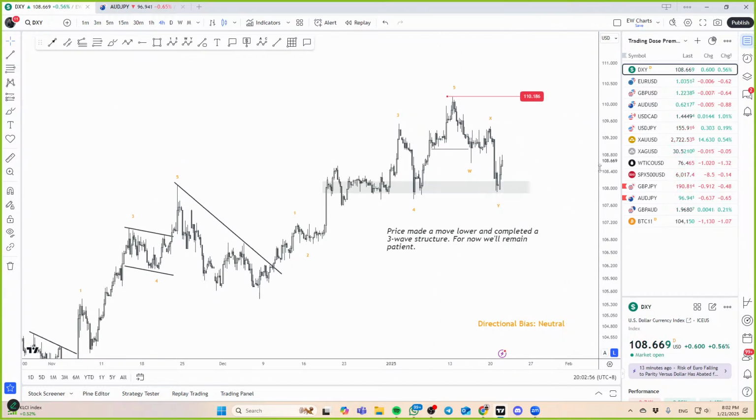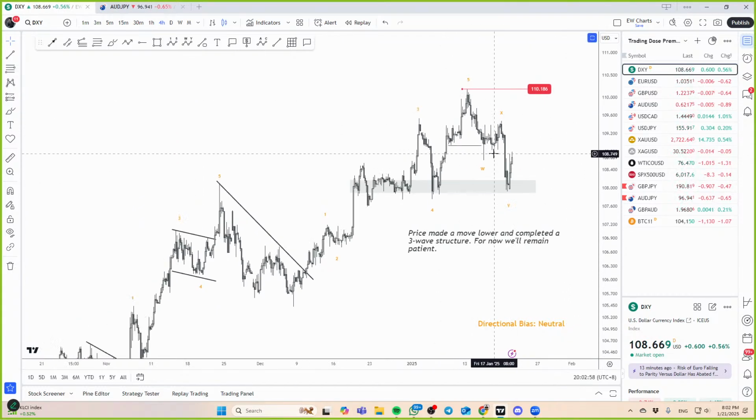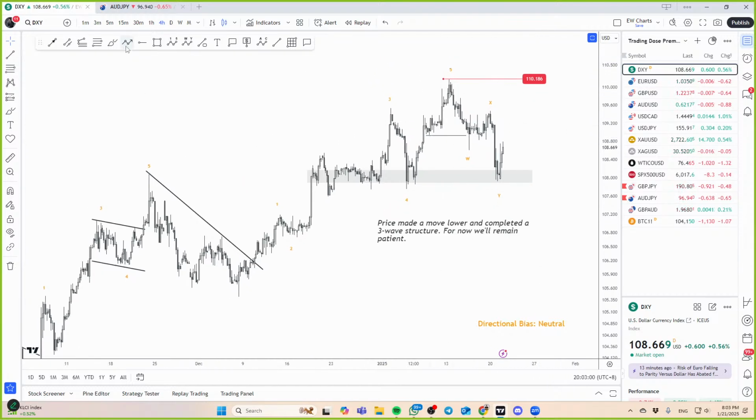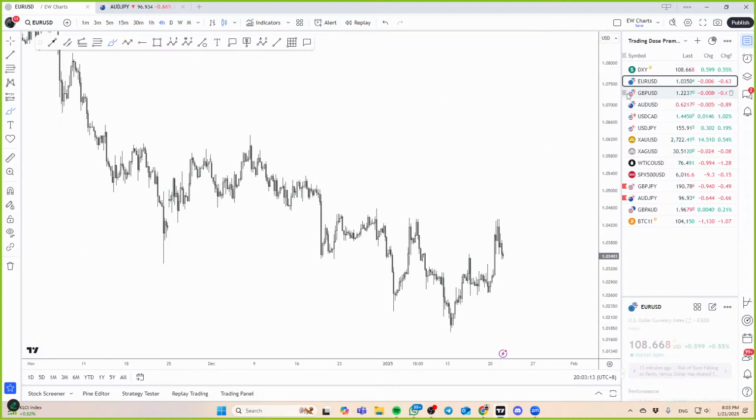But again, back to the dollar index. That's my take right now. I would say give it a couple of days and see how price develops from here. Then we'll have clarity on whether we look at a bullish bias or go over to the bearish side of things. So that's the dollar index.